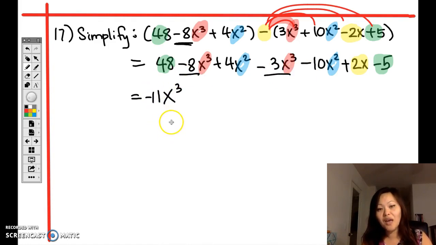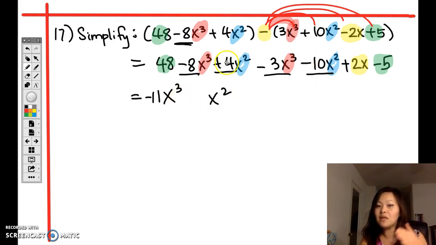Same sign, you add and you keep the symbol. I don't know, a lot of my students don't get that. And now I'm going to write x squared, and I see 4 minus 10. So different symbols, you subtract, 10 minus 4 is 6. And then you keep the symbol for the bigger number, -6, all right?